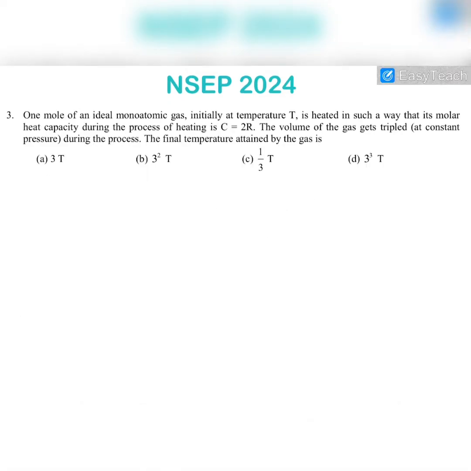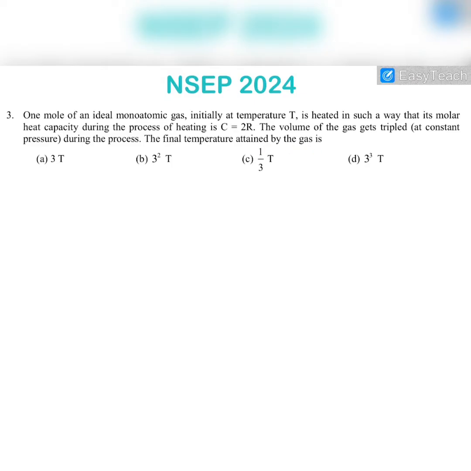In this question you can see that 1 mole of an ideal monatomic gas, which is initially at a temperature of T, is heated in such a way that its molar heat capacity during the process of heating is C is equal to 2R. Now this gas is heated and its volume is tripled during this process. So we have to find out the final temperature attained by this gas.